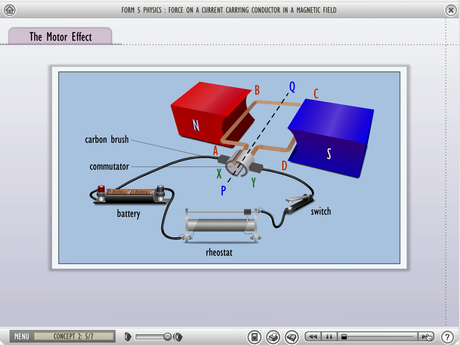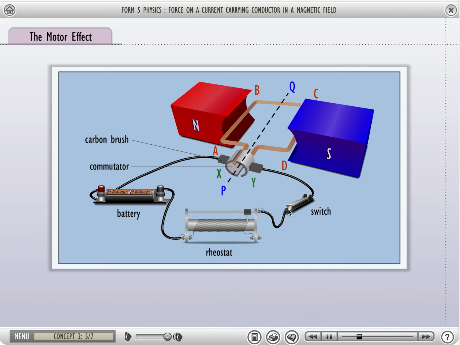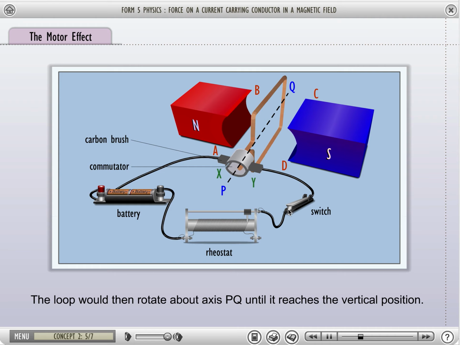Look at the figure again. Click on the switch to make the current flow through the loop. When the current flows through the loop ABCD, a downward force would act on the left-hand side AB and an upward force on the right-hand side CD. The loop would then rotate about axis PQ until it reaches the vertical position.